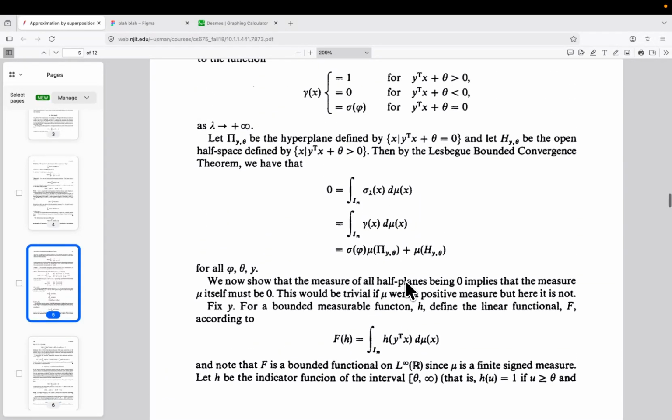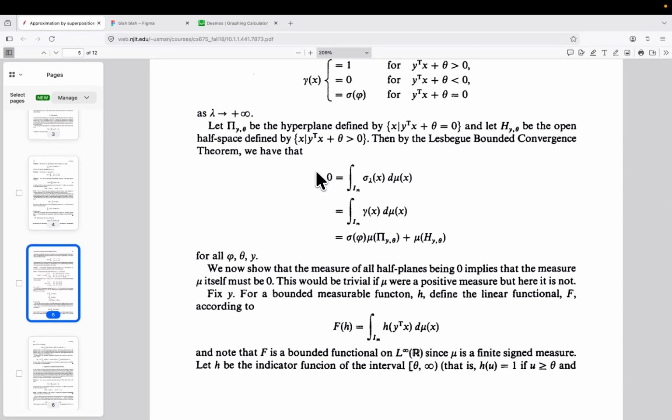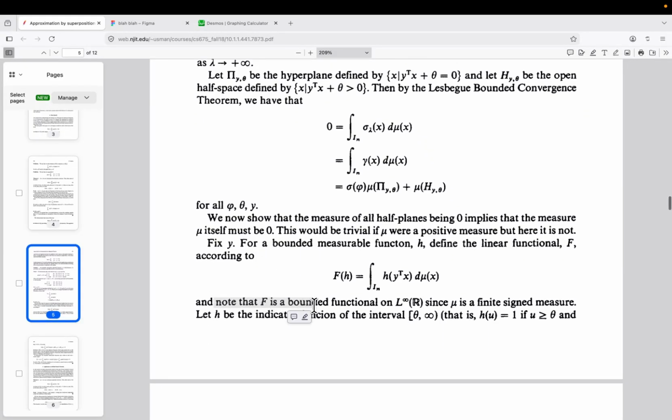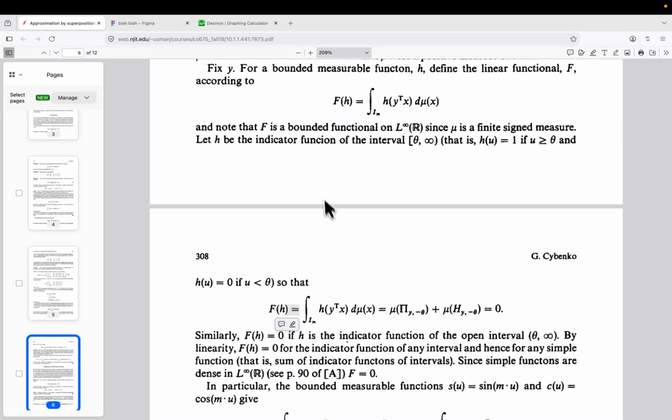Alright, cool. So the only thing we're struggling with right now is that we don't really understand that. We understand that we have some kind of measure again, stating the properties of this measure, and we know that it's a bounded functional since it's a finite signed measure.